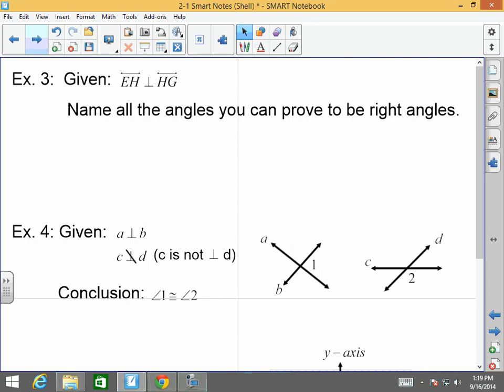Number 3. Line EH is perpendicular to line HG. Name all the angles you can prove to be right angles. Yes, sir? Okay, angle H is kind of. Line EH, you would have a line, EH. Okay, well, that's ugly. And then you have line HG.